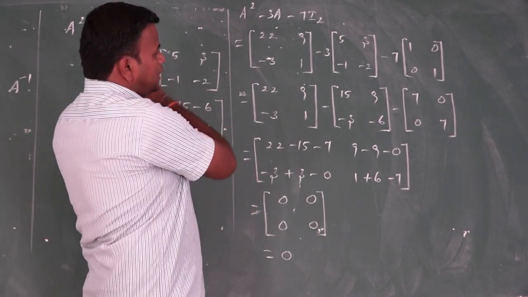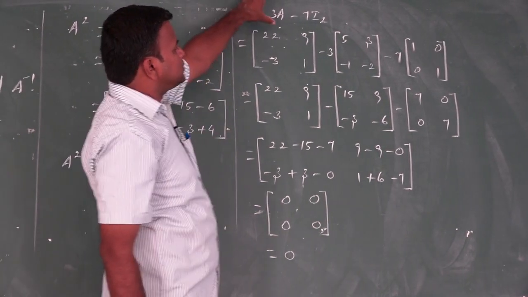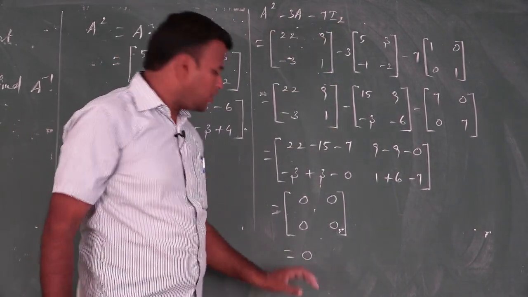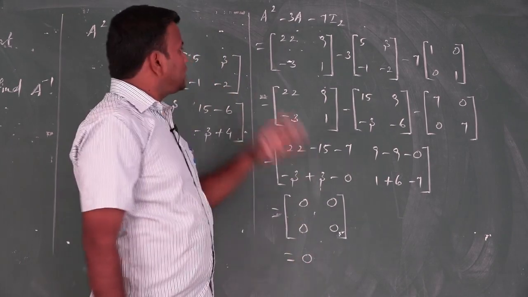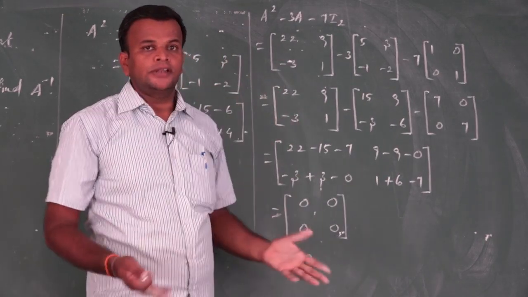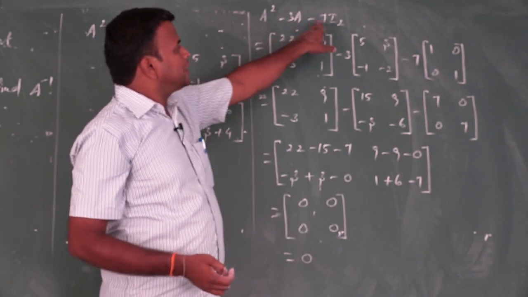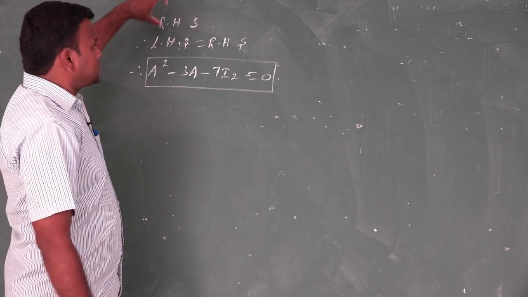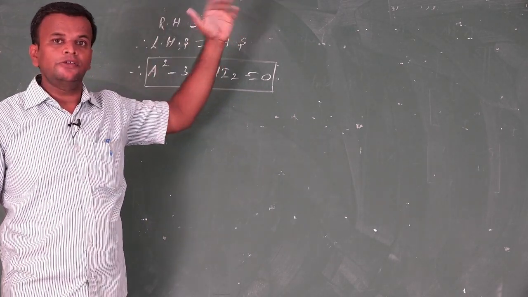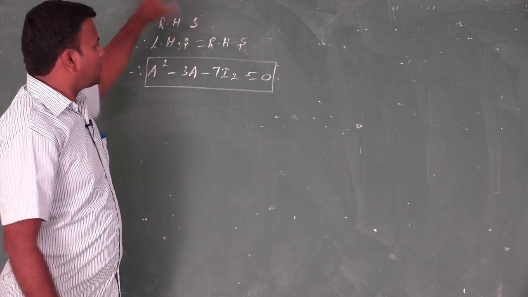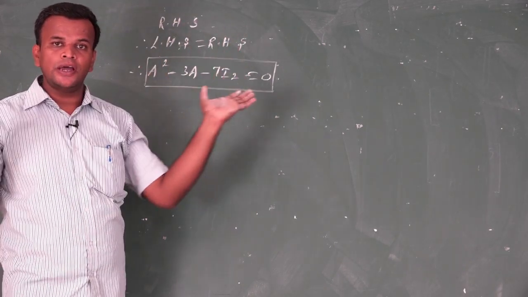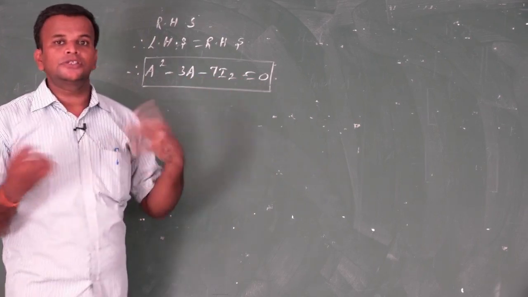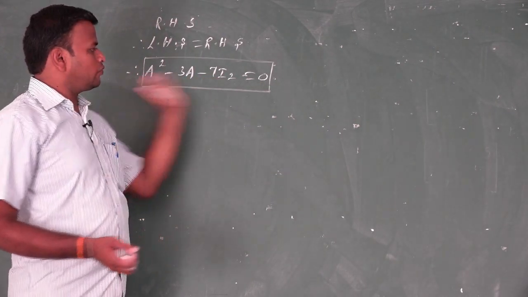So now we take the LHS. The LHS is A square minus 3A minus 7I2. It becomes the RHS. What is the RHS? The RHS is 0. So LHS and RHS are both equal. Therefore A square minus 3A minus 7I2 is equal to 0. So here is the proof for the first one.